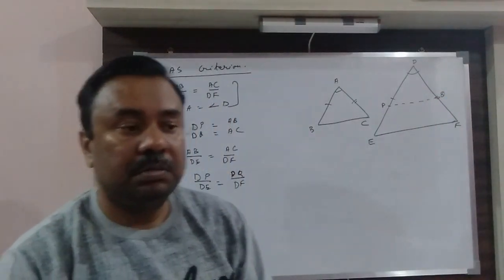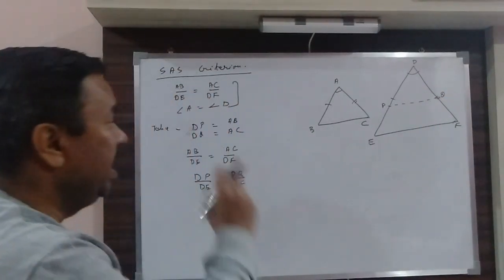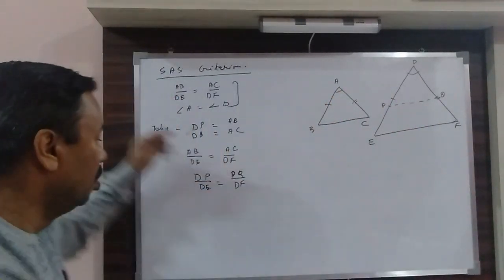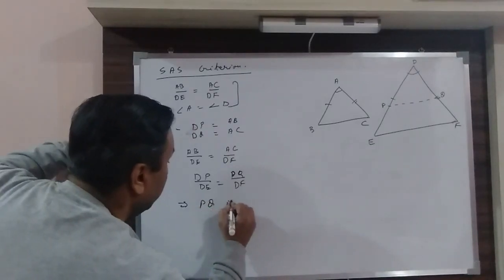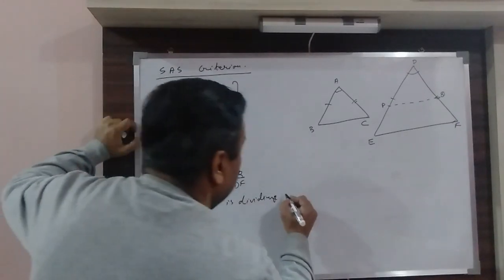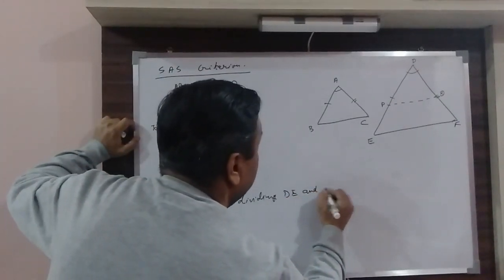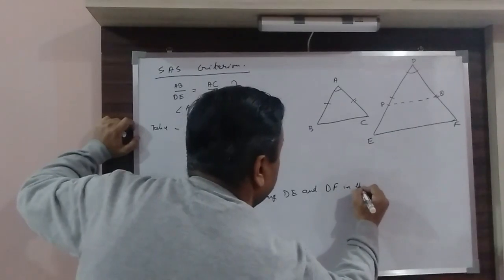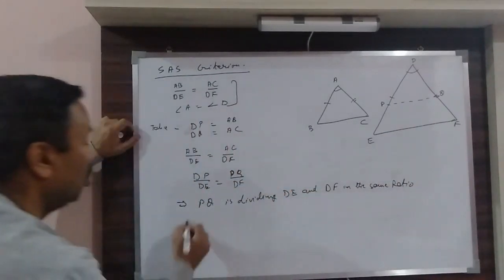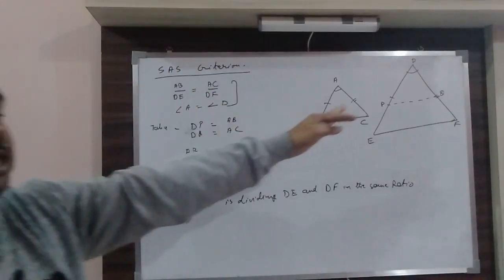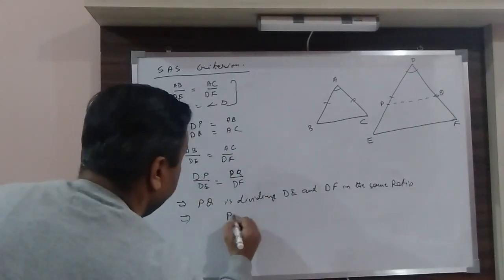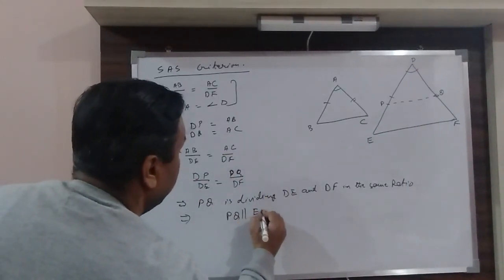What does it mean? That PQ is dividing DE and DF in the same ratio. If it is dividing the two sides in the same ratio, it has to be parallel to the third side. That means PQ is parallel to EF.